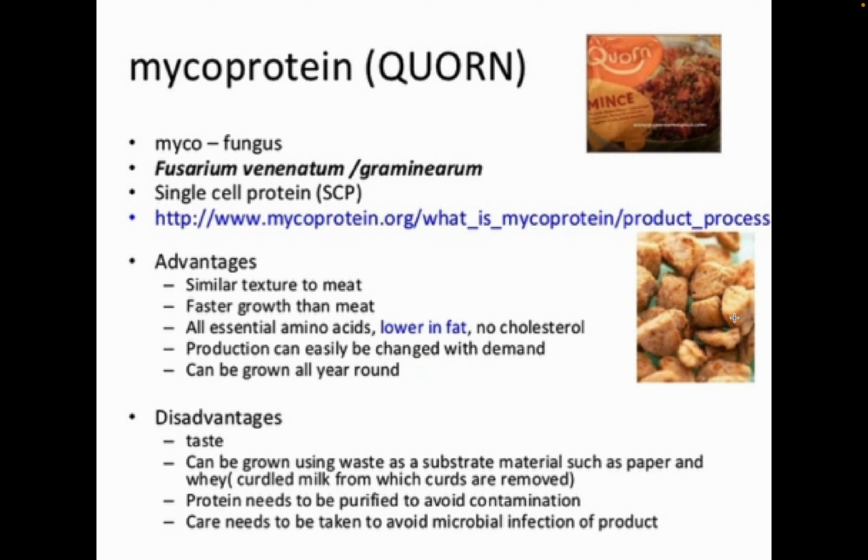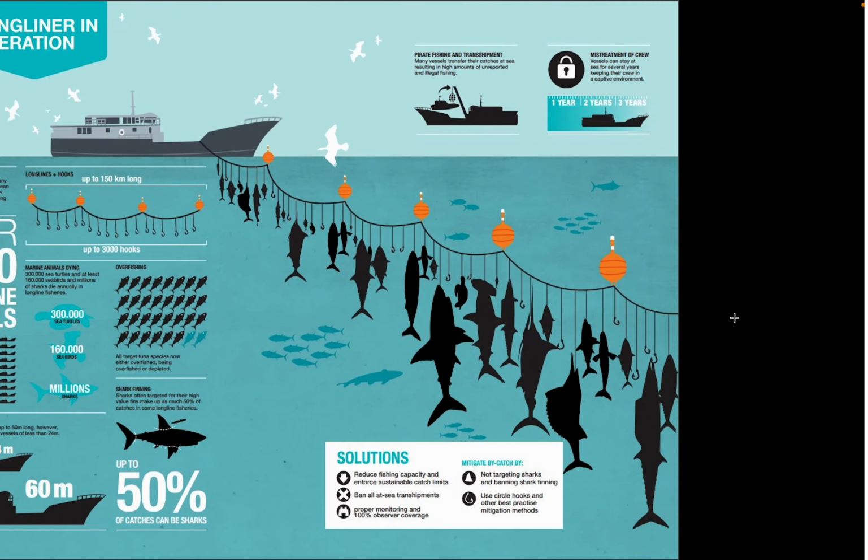Okay, not dependent on the animal rearing, which can cause methane gas, biodiversity, ozone layer problems, everything. Okay, so advantages of these things are they are same as meat, faster to grow, all essential amino acids are there, easily produced without much climate damage. And disadvantages, taste is slightly not as good, can be grown using waste as a substrate material such as paper and wheat, and protein needs to be purified to avoid contamination because it's a type of fungus, and care needs to be taken to avoid microbial infections.